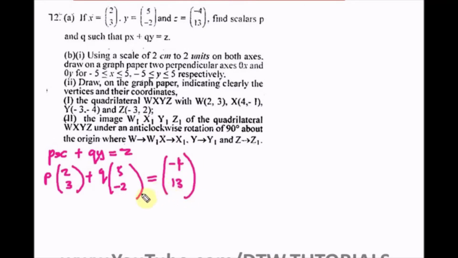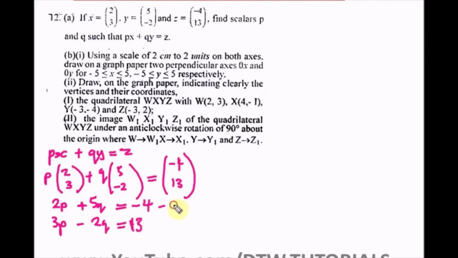So we're going to multiply out the way we do in matrices. Here we have p times this will give us 2p, and p times this will give us 3p, plus q times this will give us 5q, and q times this, a positive and a negative, plus times minus will give us a minus, so we have minus 2q. So we have equal to, first -4, then this will be equal to 13. Okay, so here we have two equations.